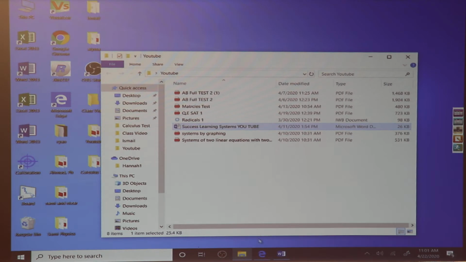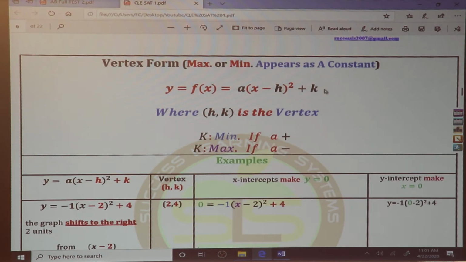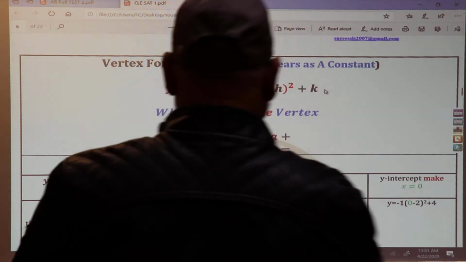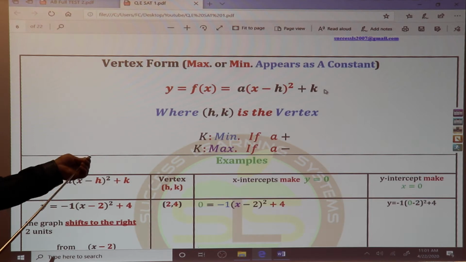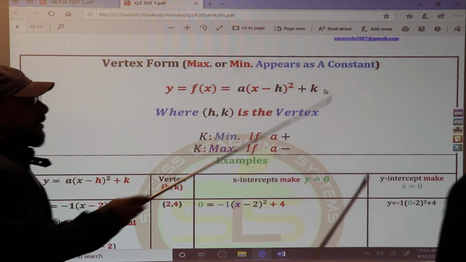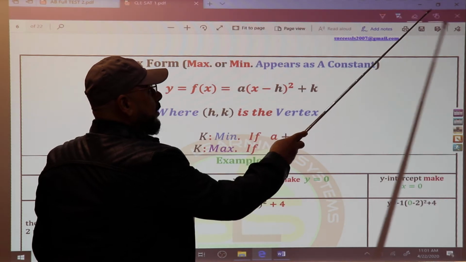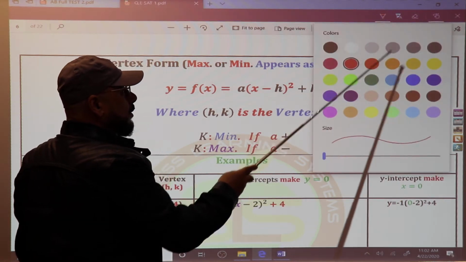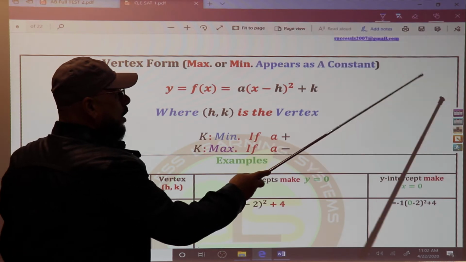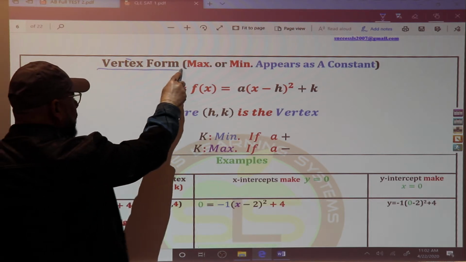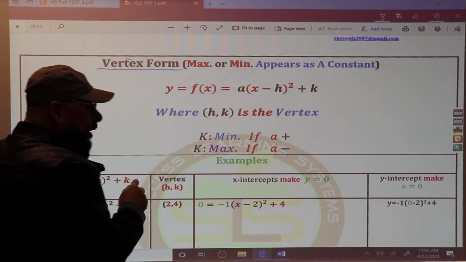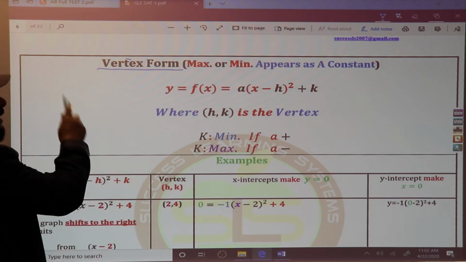Let us start. Today we'll start with the vertex form. What you have to know, I need everyone in SAT to remember how the vertex form looks like. He will ask you which one out of these choices represents the vertex form.